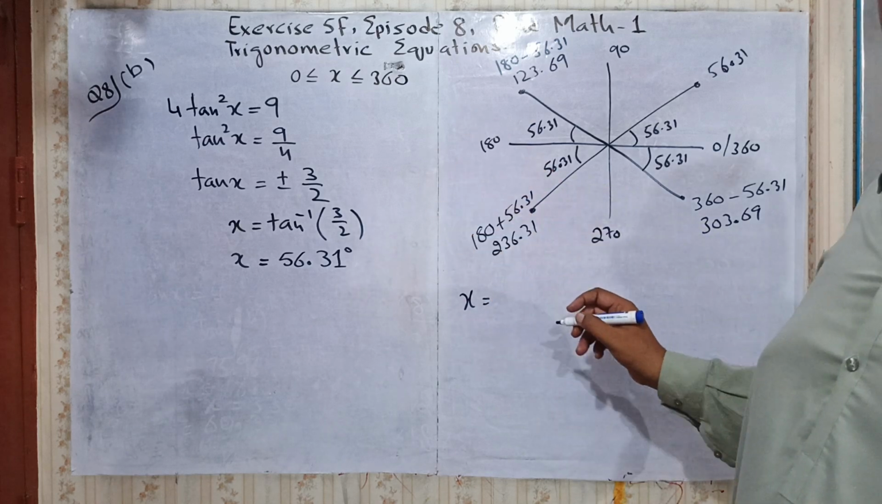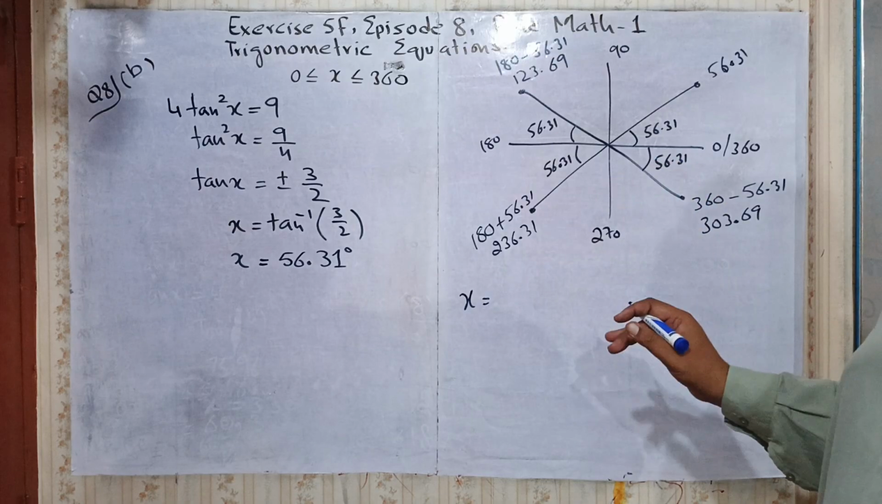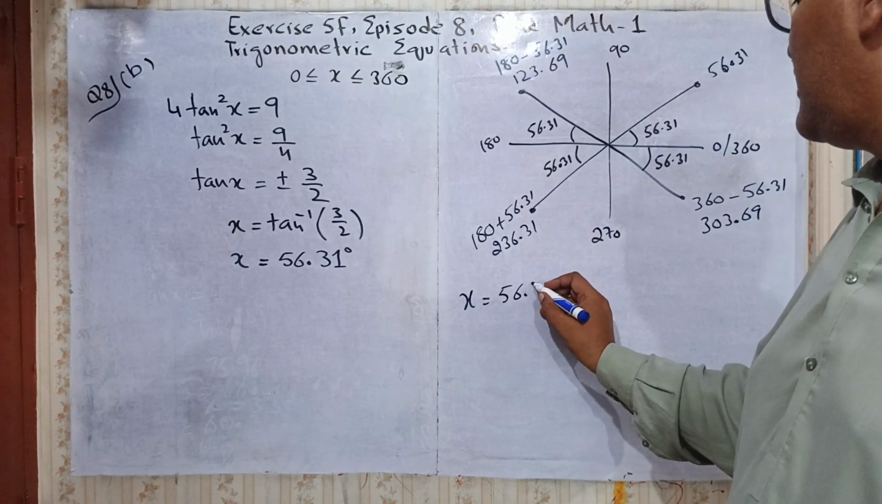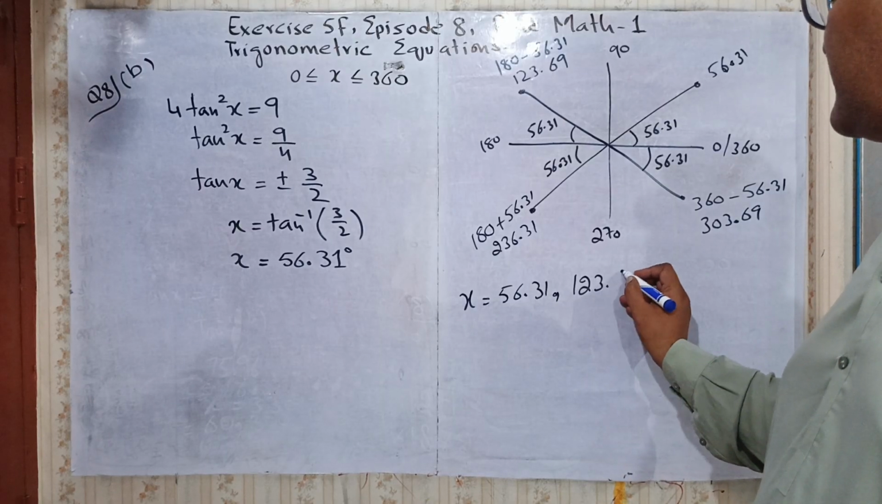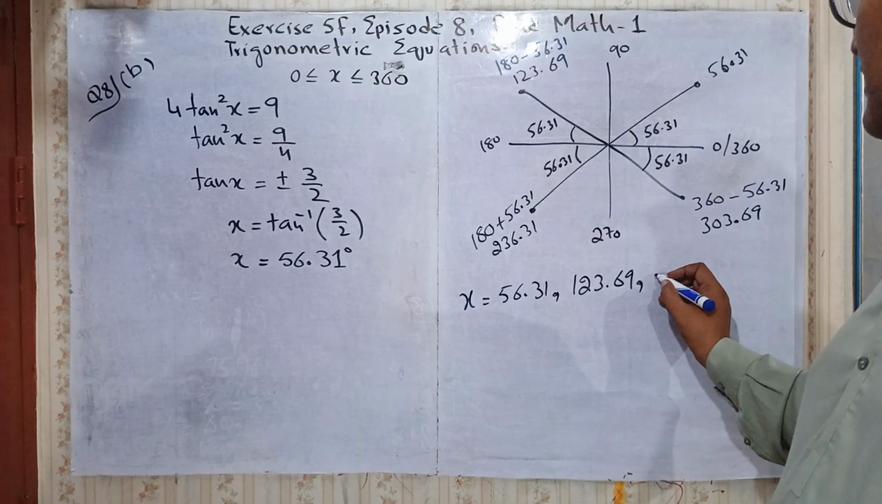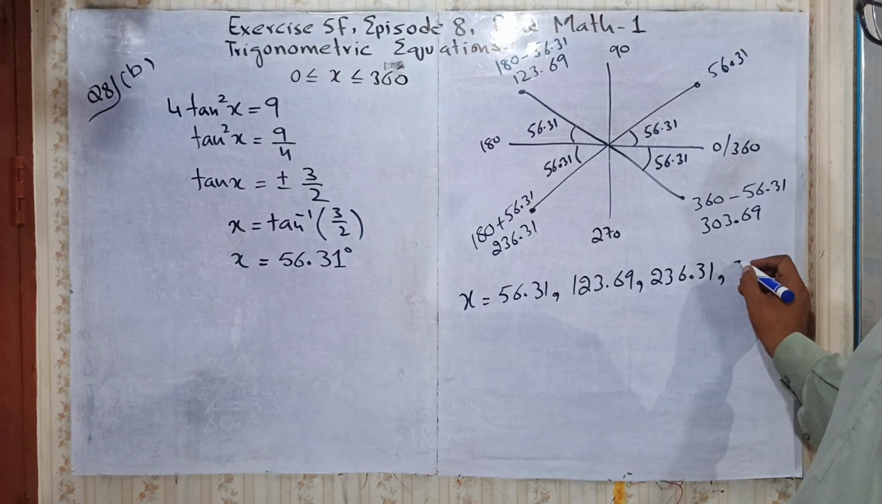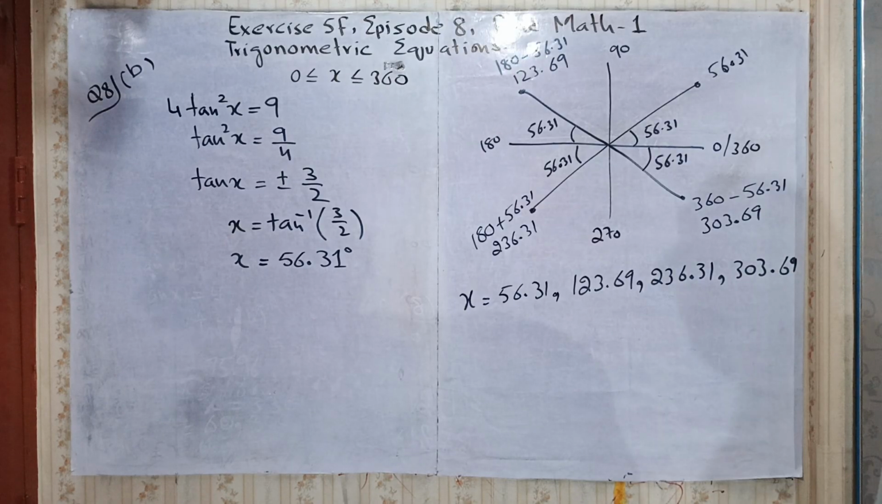Because the tan was positive and negative, we have taken the angles in all the quadrants: 56.31, comma, 123.69, comma, 236.31, comma, 303.69. Okay, so I think this is the answer, sir.